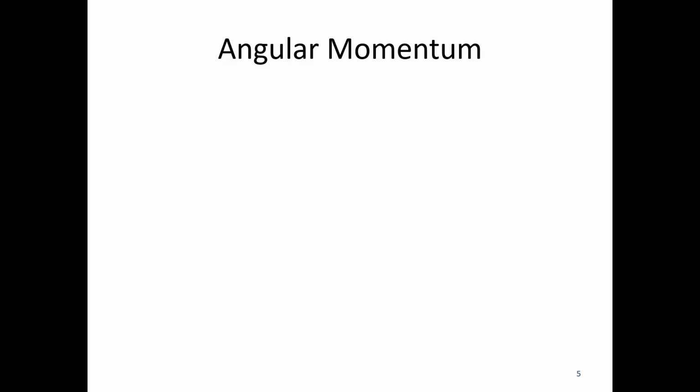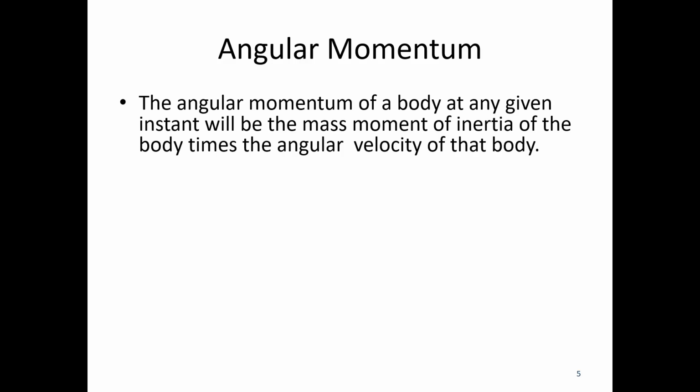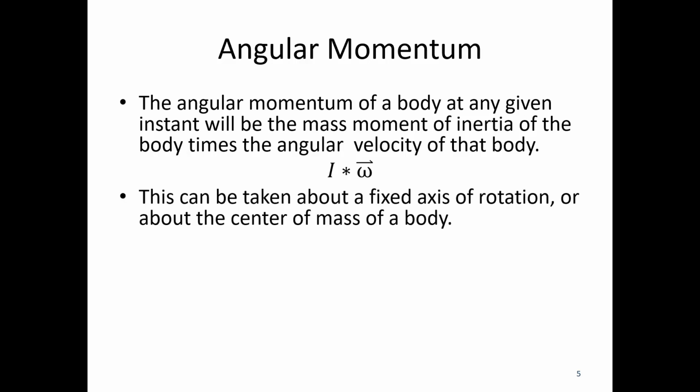All right, for angular momentum, the angular momentum of a body at any given instant is going to be the mass moment of inertia of the body times the angular velocity of that body. So we take the mass moment of inertia, I, and we multiply that by the angular velocity. That is our angular momentum at any one time. So this can be taken about a fixed axis of rotation, or it can be taken about the center of mass of a body. So generally we're going to do the fixed axis rotation if that's an option. If not, if we have general planar motion, we want to use the center of mass of our body for this angular momentum.